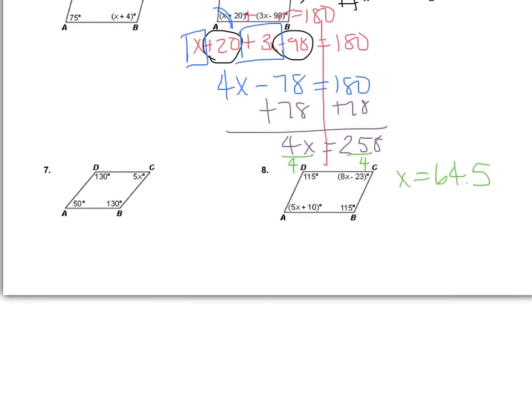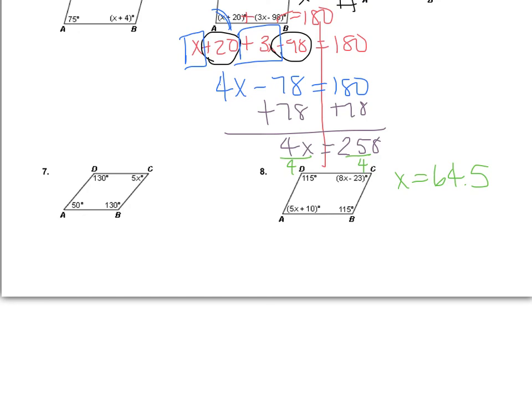All right, number 7. Well, I know that my opposite angles must be congruent. Well, obviously 130 and 130 are the same, so that means 50 must equal 5x. To get x by itself, I'm going to divide both sides by 5, and I get that x equals 10.